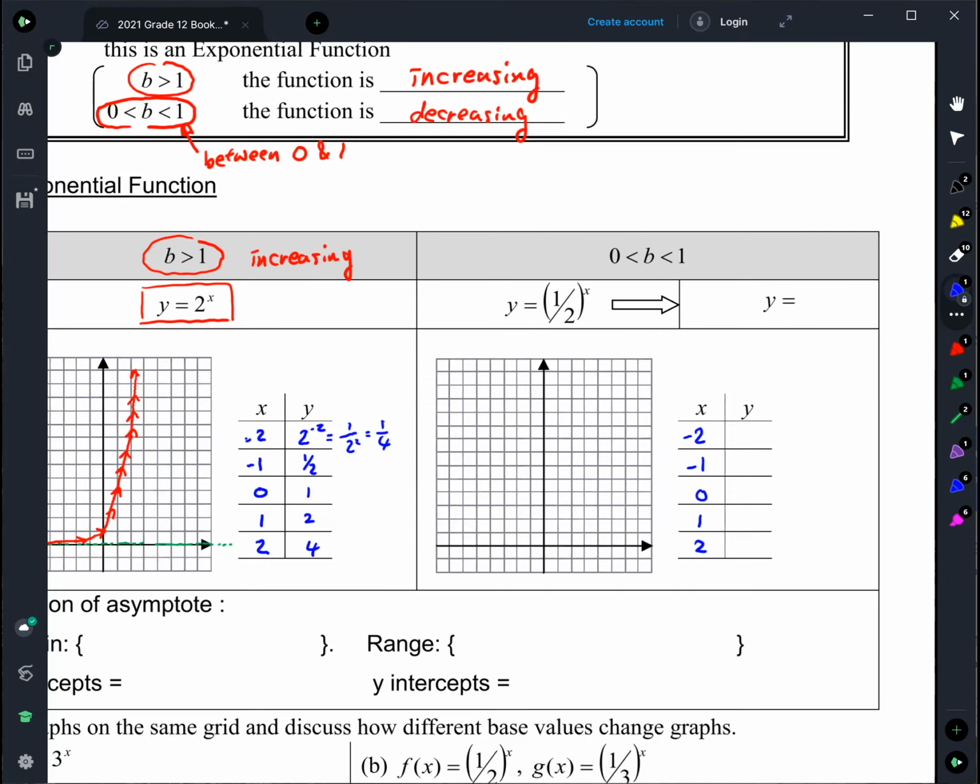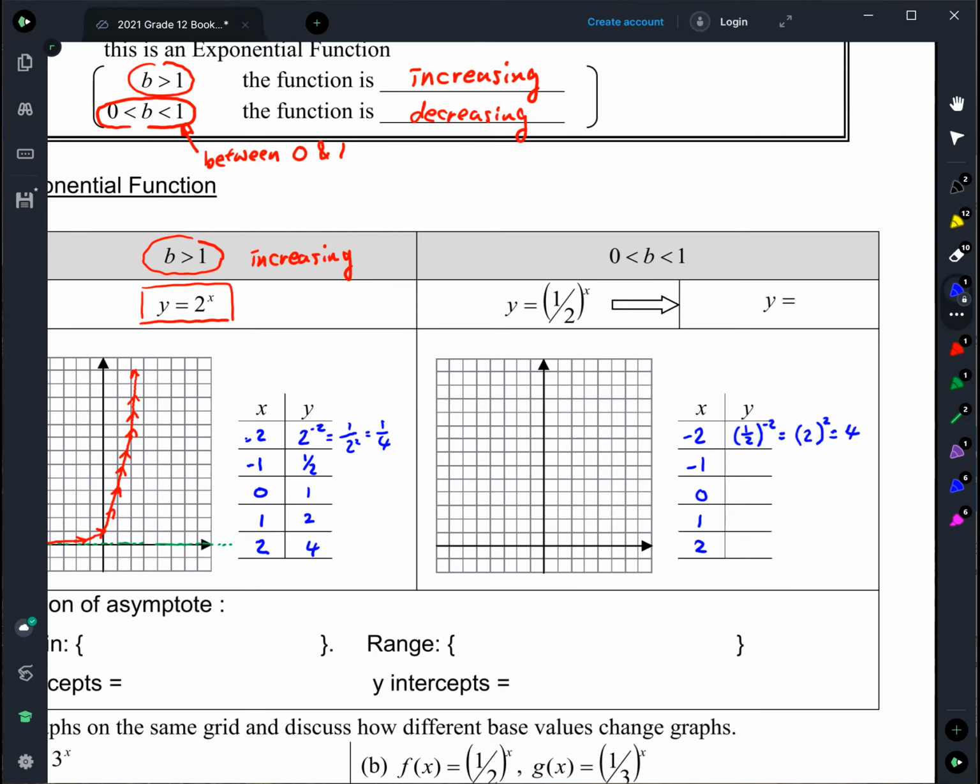So our first y value will be 1/2 to the -2, because our base is now 1/2. And remember, we review a negative exponent. It will make the base flip. So the base will become 2, and then the exponent will be positive. When you use the negative exponent, it will become 4. So that's our first y value.